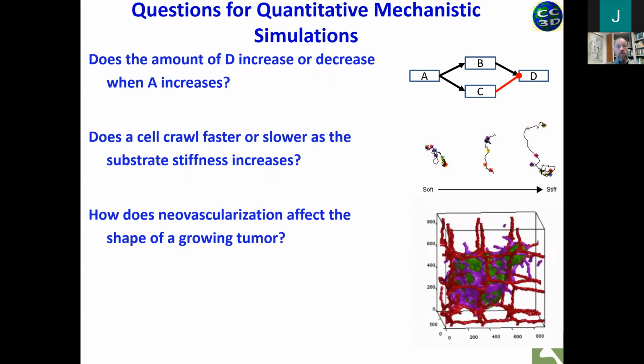When you have a cell moving on a substrate, does the cell move faster or slower as the substrate stiffness increases? Or if you have a tumor that's interacting with the vasculature, how does the vascular interaction change the shape of the tumor? Those are all questions that you can't answer just by looking at a set of diagrams or relationships. You actually have to do a quantitative simulation.